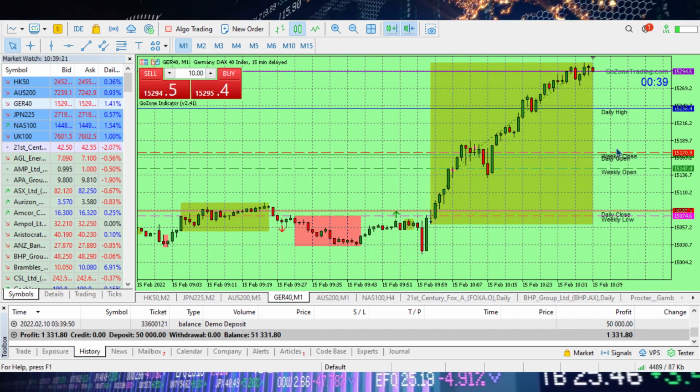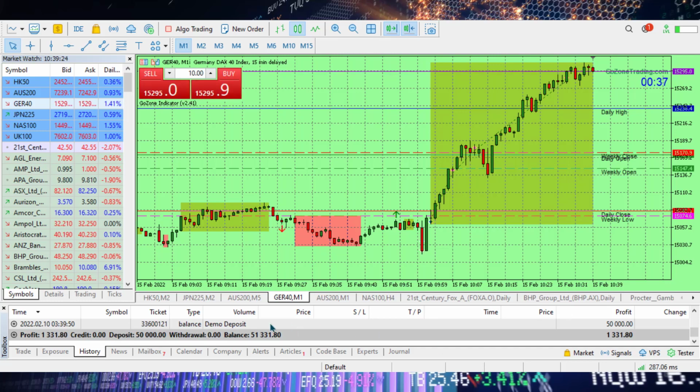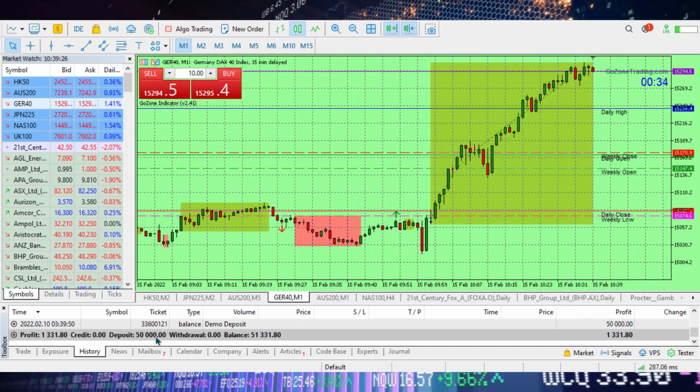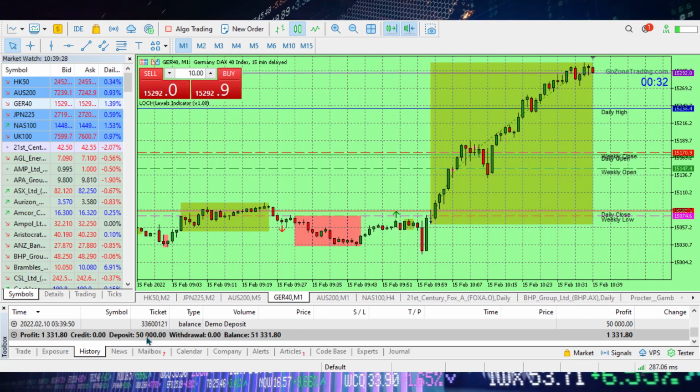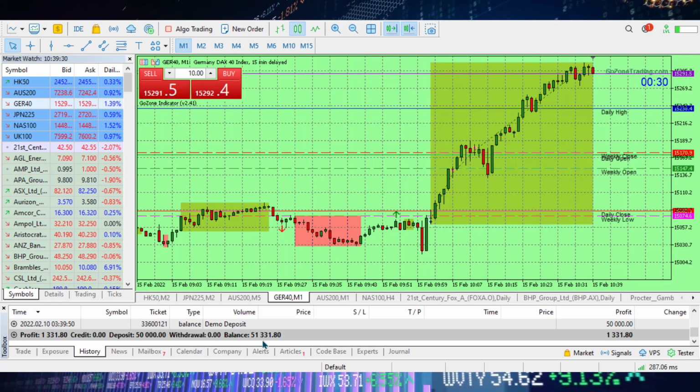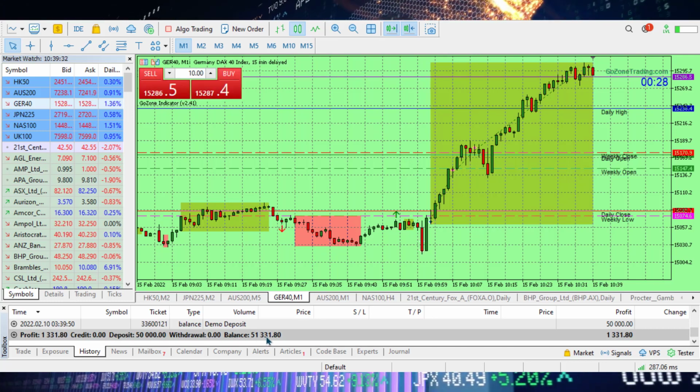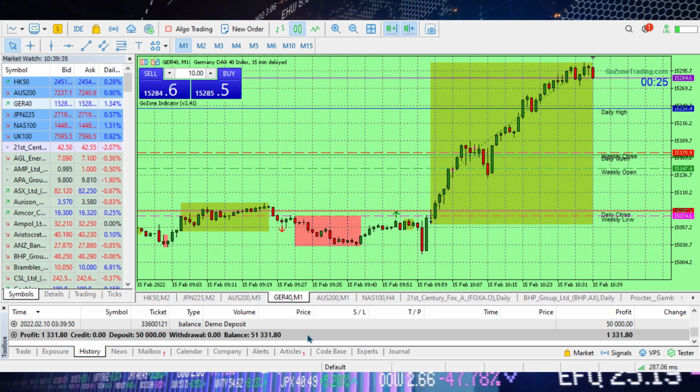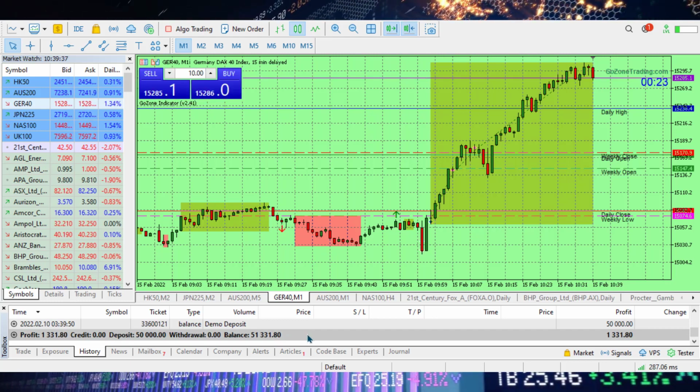Still in the go zone, but you can see that it's going sideways. All the candles are getting much smaller. Back down to where we exited 4 or 5 minutes ago.